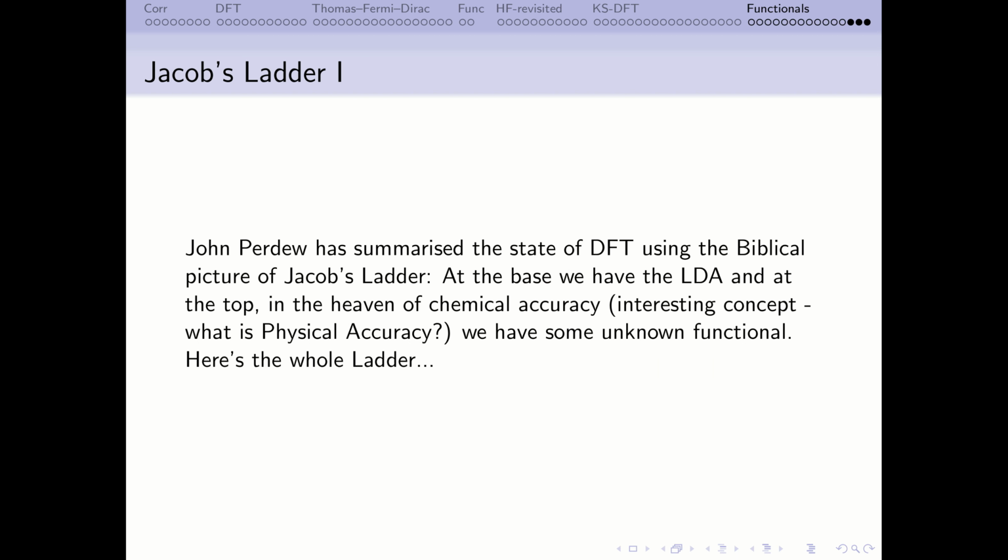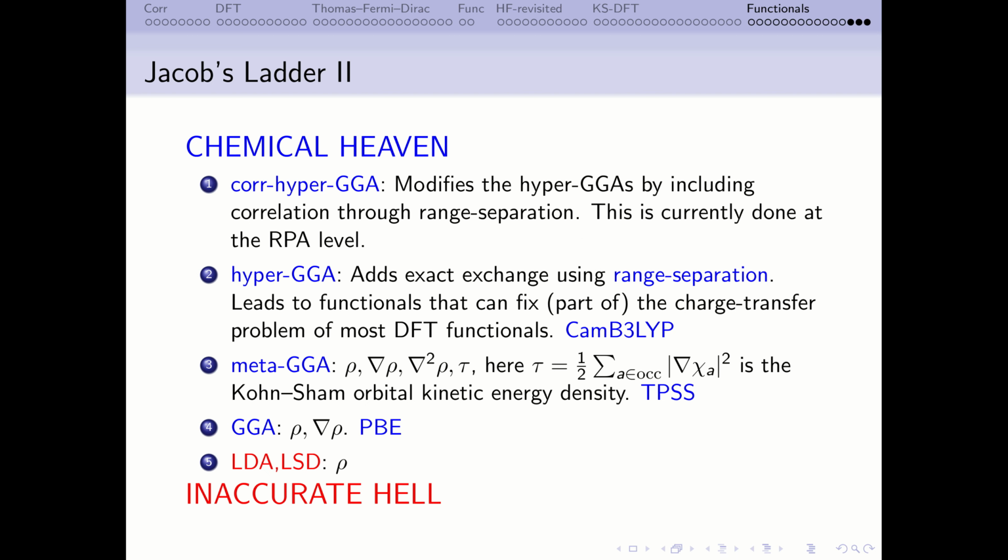Okay, so these days we have a whole slew of density functionals, and John Perdew, one of the granddaddies of the field, has put together this biblical picture of Jacob's ladder. Now I haven't drawn a ladder here, but he actually has a ladder going up on the left hand side. So at the bottom you have inaccurate hell, and you have the LDA, local density approximation, and the LSD, the local spin density approximation, which depend only on the density rho. On the next rung of the ladder you have the generalized gradient approximations, GGAs, which depend on rho and the gradient of rho. An example is PBE.